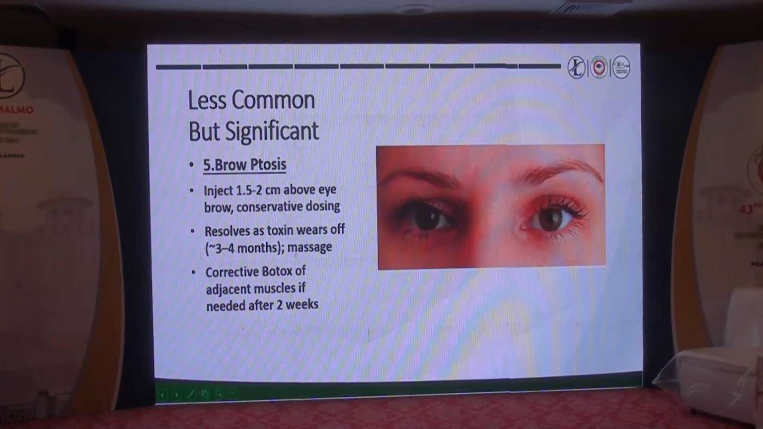To correct this, Botox can be given to the adjacent muscles, like the antagonists we were talking about, but that should be done after around 15 days. So you wait for the 15 days, let this effect sink in properly, and then you can inject botulinum toxin in the adjacent antagonist muscles.